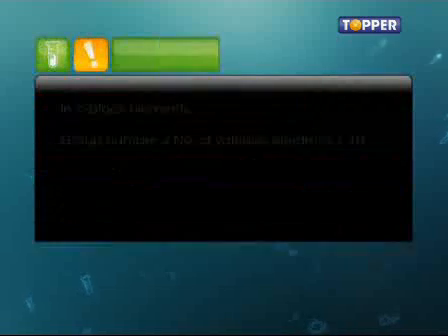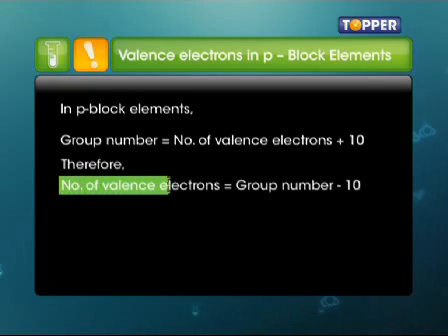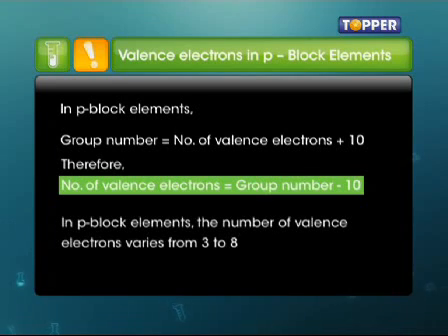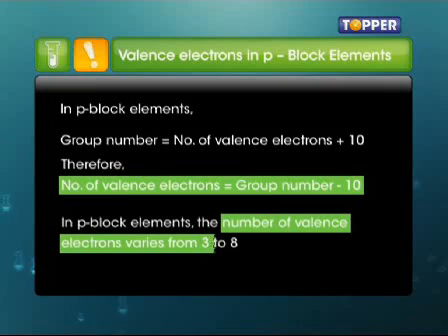You all know that a complete octet in the valence shell signifies a stable configuration. This means that the elements do not give or take electrons easily and are extremely unreactive. We can get the number of valence shell electrons of p block elements by subtracting 10 from the group number of the element. In p block elements, the number of valence electrons varies from 3 to 8.